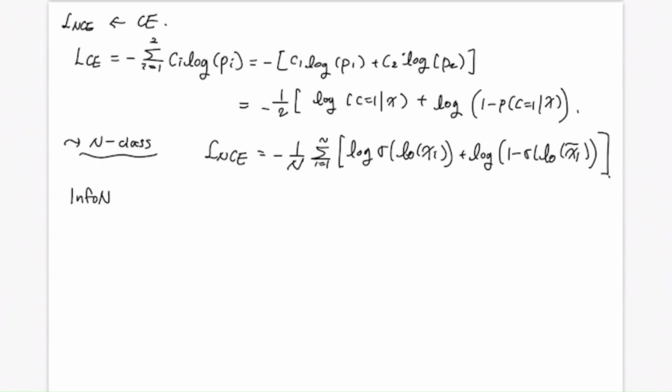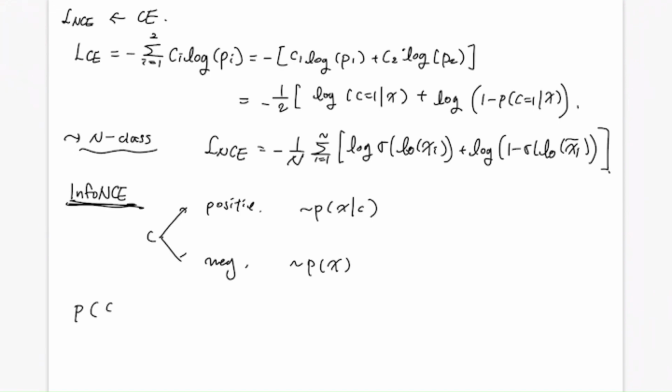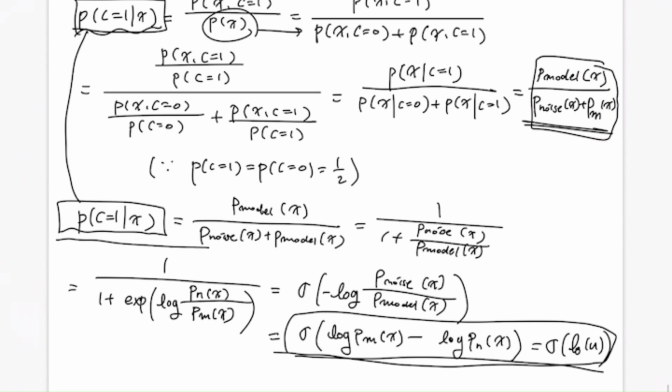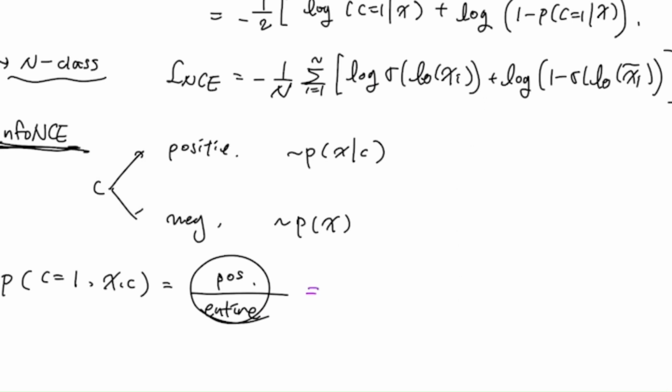InfoNCE is inspired by the NCE loss, and it uses a categorical cross entropy loss. Here we assume that the positive sample is from p(x conditioned on c), and the negative sample is just from p(x), the distribution of the data, which is independent of c. We can write this as the entire case, and here's the case of the positive, and we can refer to this equation again.